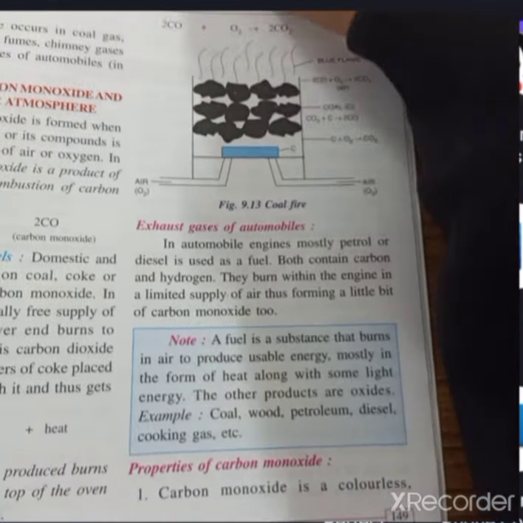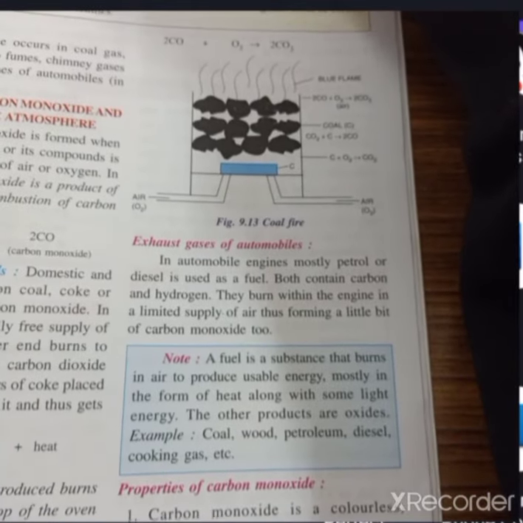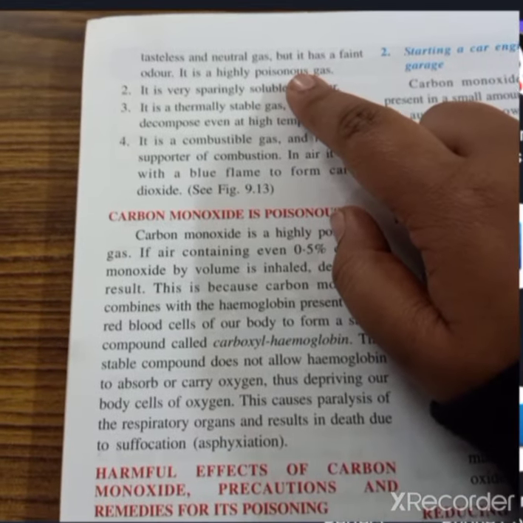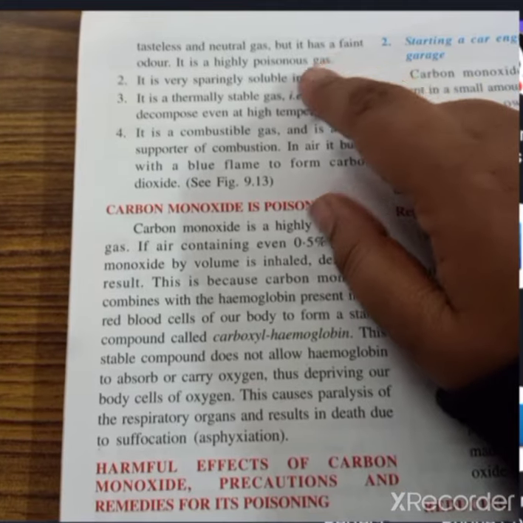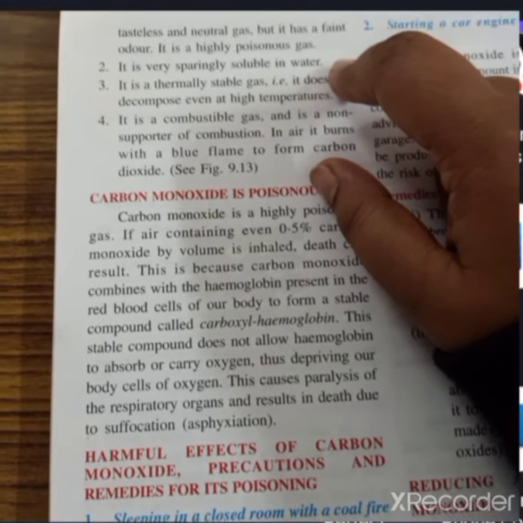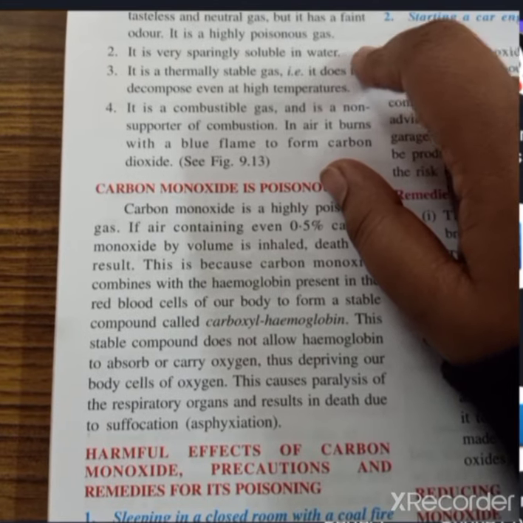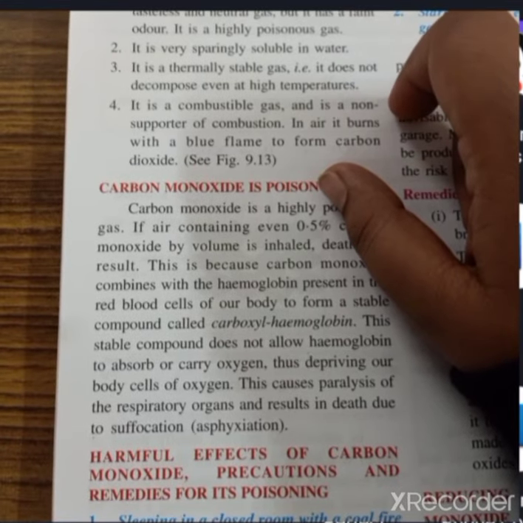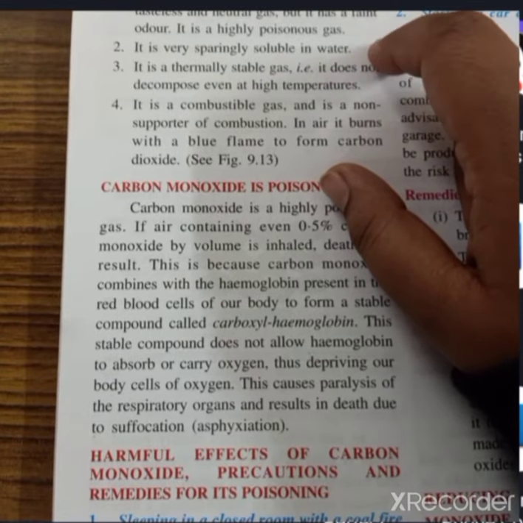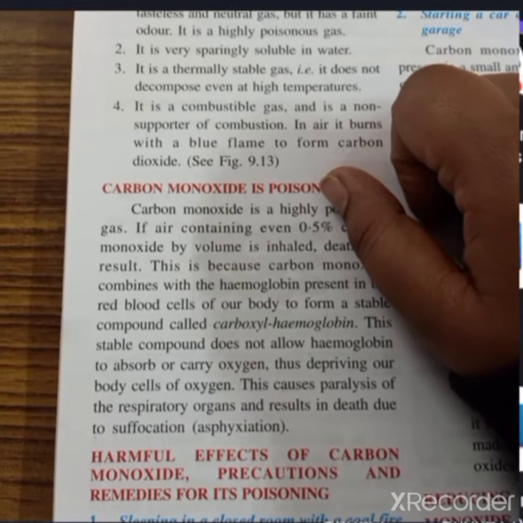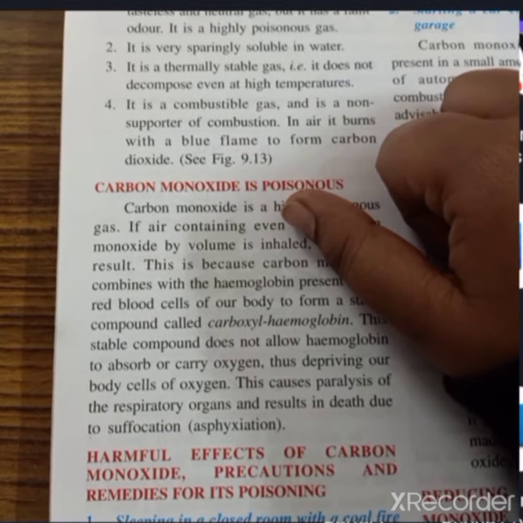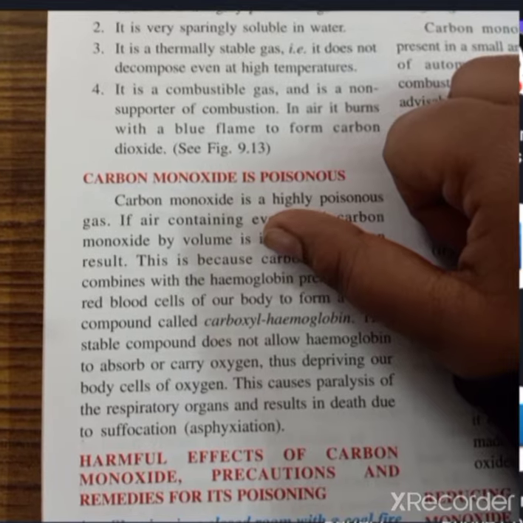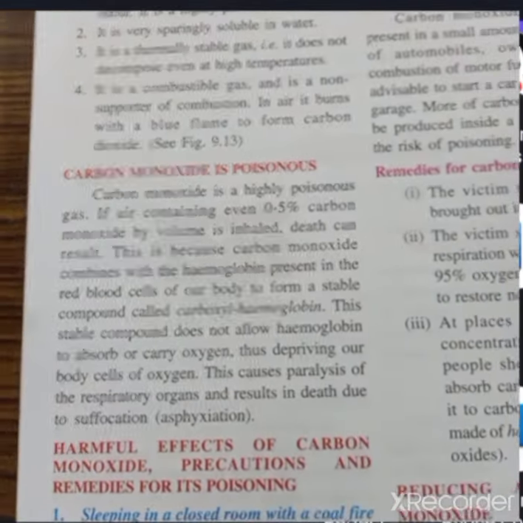You know very well, it is a colorless gas. It is tasteless. It is a neutral gas, and if it is taken in excess amount, a person may faint also. And it is highly poisonous. It is soluble in water. It is thermally stable as it requires very minimum temperature. It does not decompose even at a very high temperature. It is highly non-decomposable. Okay, it is a combustible gas and is a non-supporter. It does not support burning. Still, it is combustible. Now, why is carbon monoxide highly poisonous?